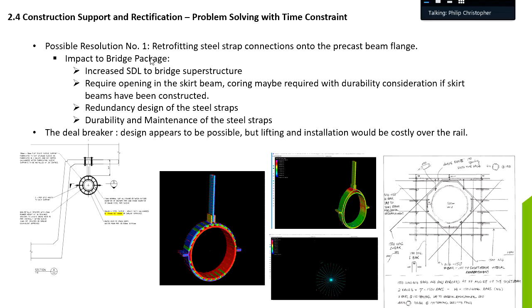So the first option that we thought would be the preferred option is to install a steel strap, then a steel sleeve, and then the steel pipe inside the steel sleeve along the bridge under the precast flange. This will increase your superimposed dead load to your edge beam, and it requires an opening.